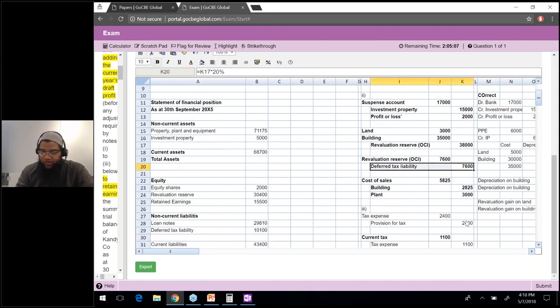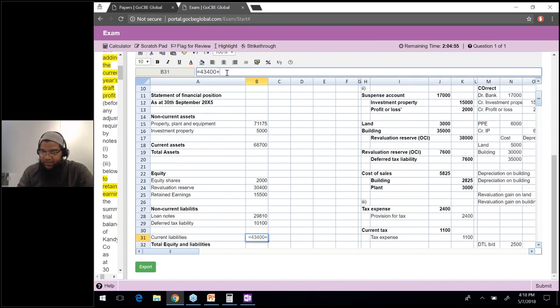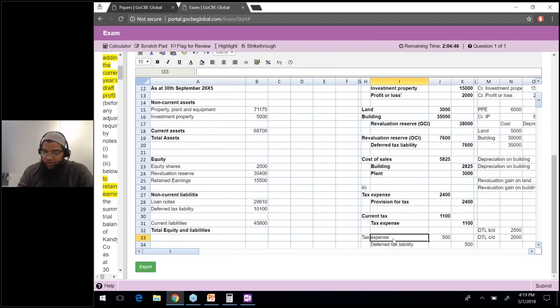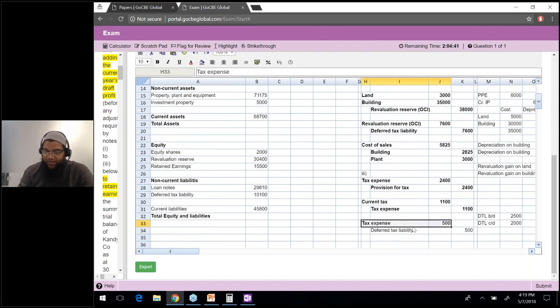Tax expense 2,400 incorporated in the retained earnings adjustments. And the current tax provision should be added in the current liabilities by 2,400. This has been incorporated. Tax expense was already incorporated and the tax expense was again incorporated. Now we have to add the deferred tax liability by 500. So deferred tax liability I'm going to add by 500. Now I have actually added all of the adjustments.